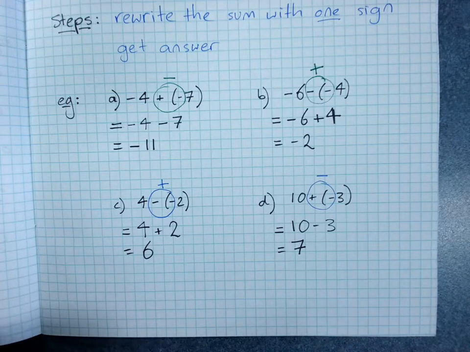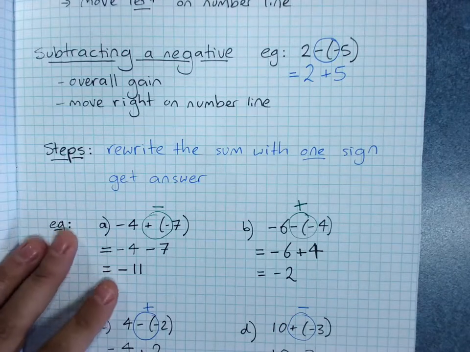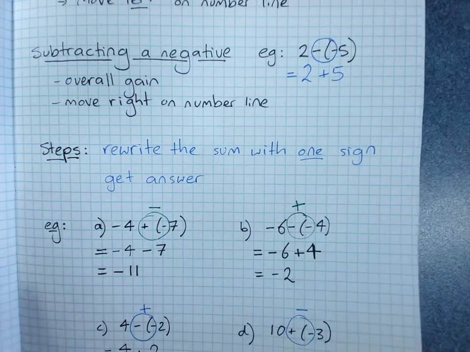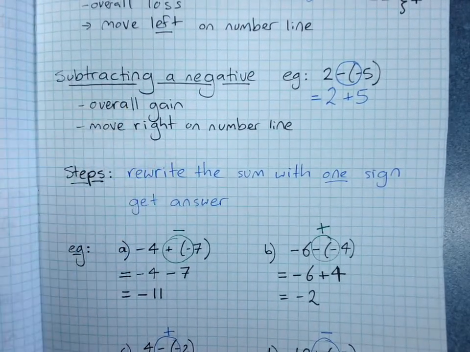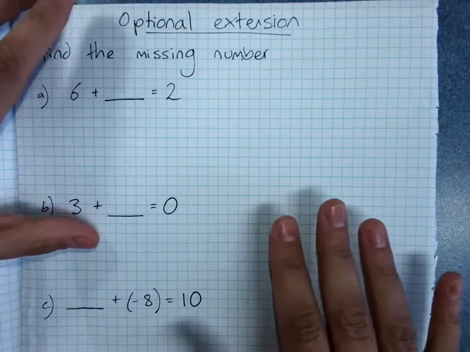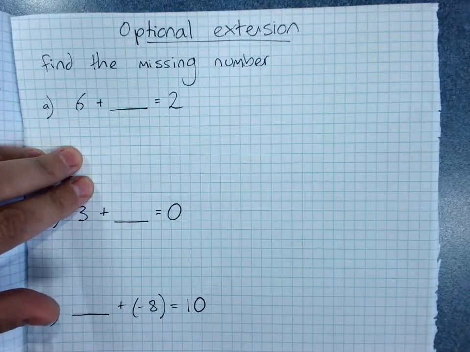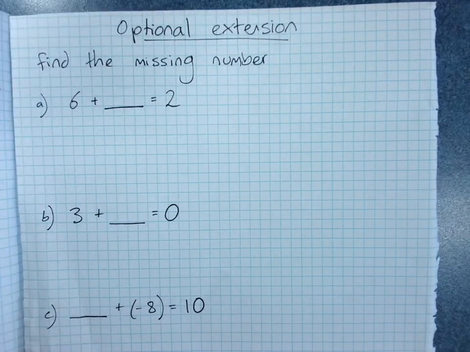So there's your steps. Now if you'd like to do some of the extension, I'll do that now. If you want to just go and practice your core skills, no worries. So some optional extension. Find the missing number. 6 plus something is 2. Now because we're playing with negatives at the moment, you can tell that a lot of the time there's going to be negatives involved.